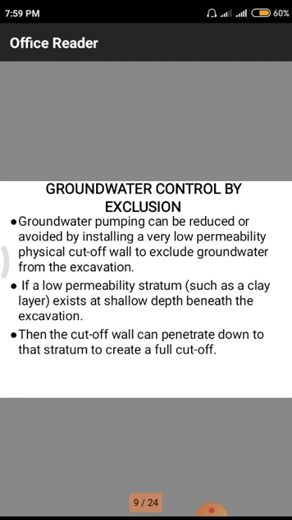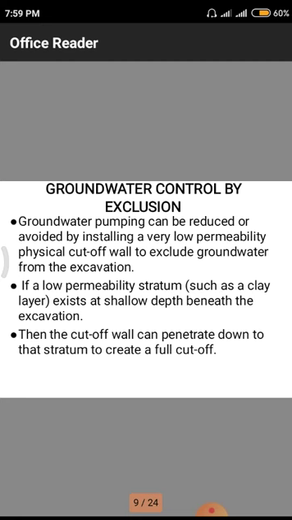Very low permeability physically cutoff wall to exclude groundwater from the excavation. Exclusion means they are constructing a peripheral wall in the ground itself to control the flow of groundwater from soils. Nowadays, for roads and other structures, for the top layer we are using stone quarry waste as a top layer.